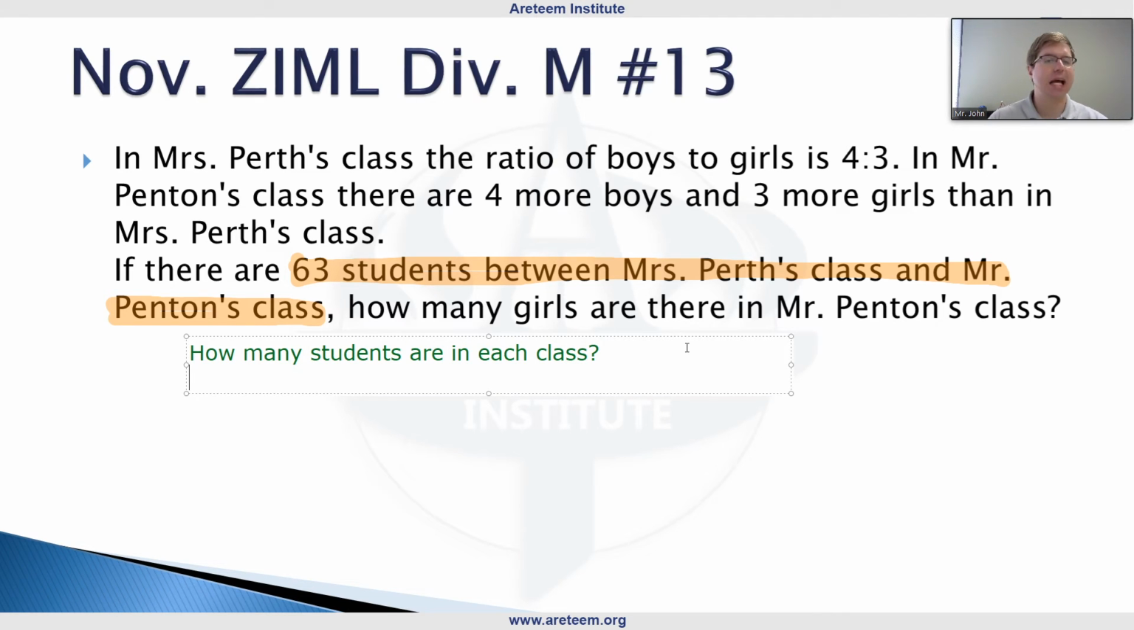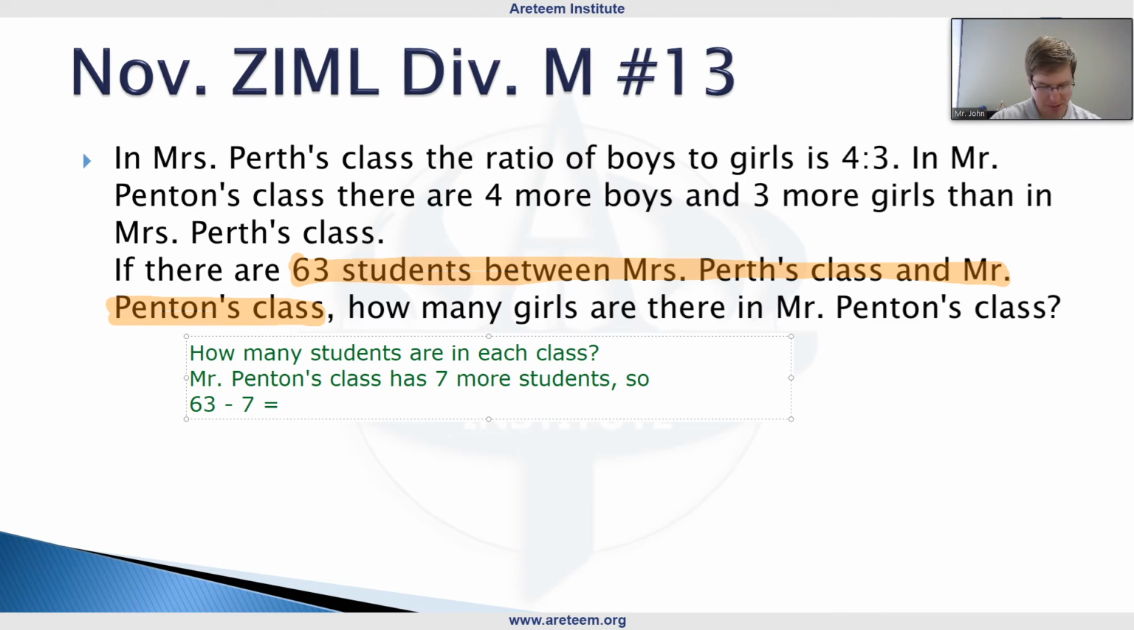So 67 is the total. Mr. Penton's class has 7 more students, right? So 67 minus 7 gives us 60, and then 60 divided by 2 is 30 students in Mrs. Perth's class.